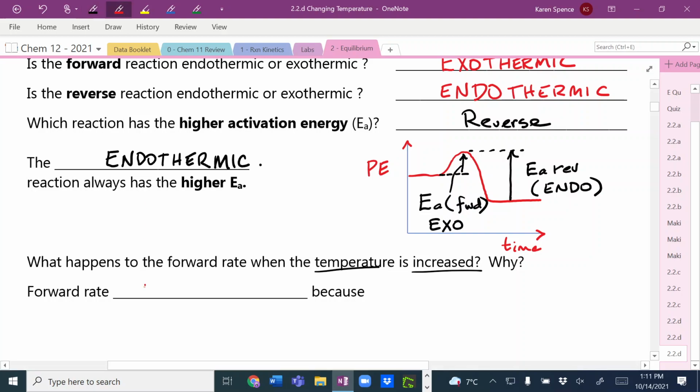Why? My rate increases because my rate is higher. No, I'm saying no to that. A tautology is a tautology. Forward rate increases because the particles have more kinetic energy. They're moving faster.